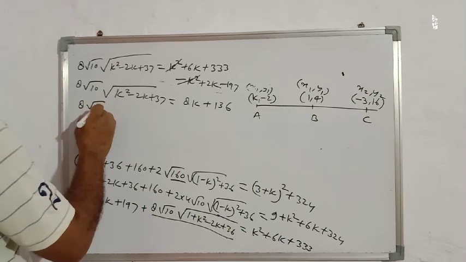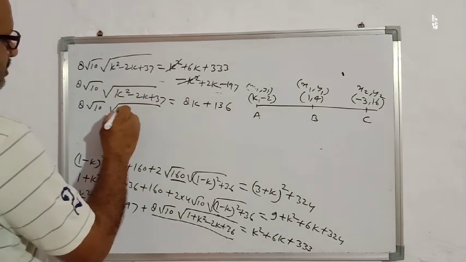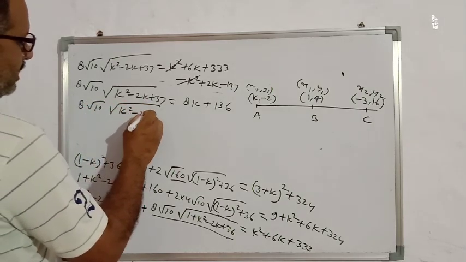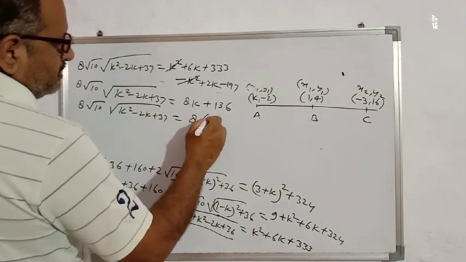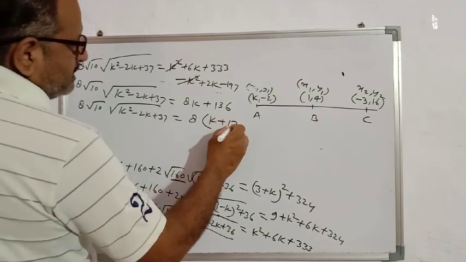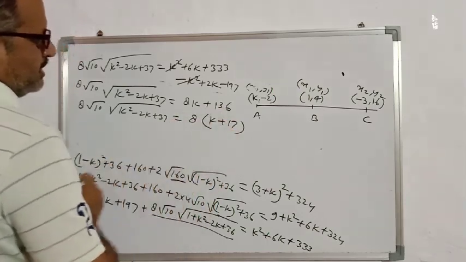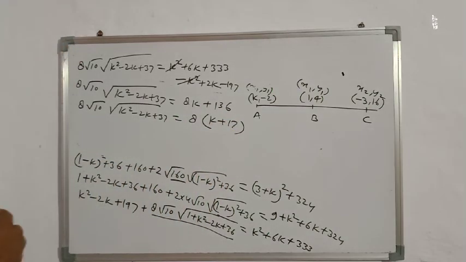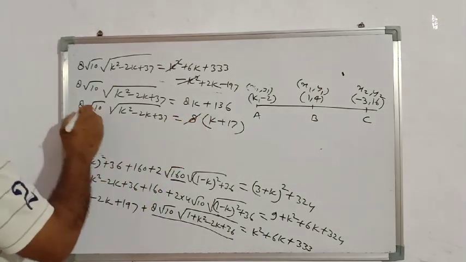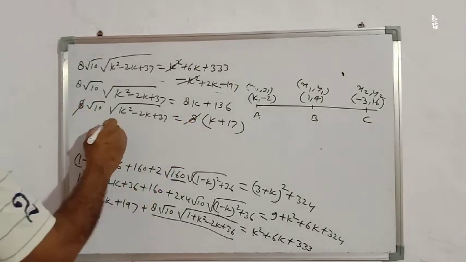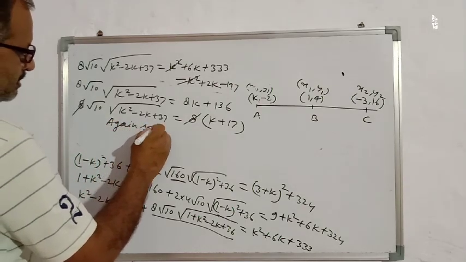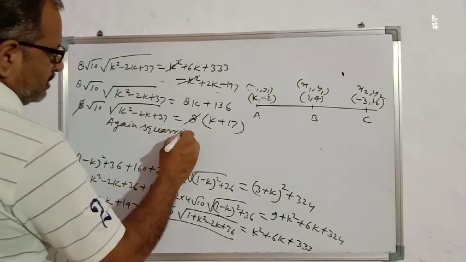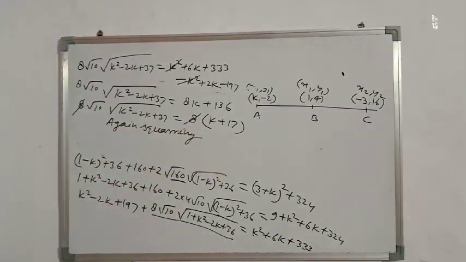Eight root 10 under root k square minus 2k plus 37 equals 8 times (k plus 17), since 8 is common and 17 eights are 136. Now we can cancel 8 from both sides. Again squaring on both the sides to remove the sign of root.